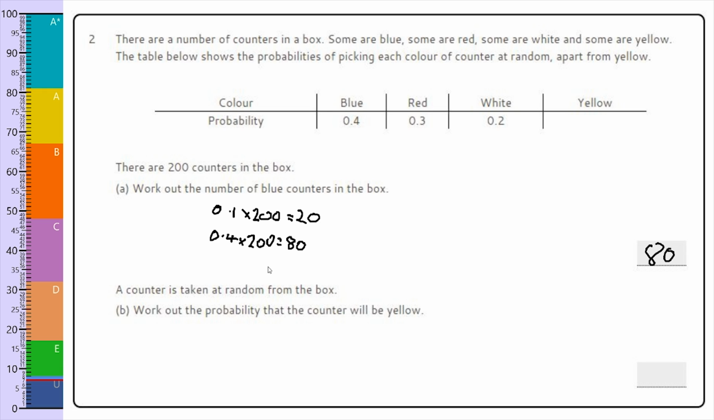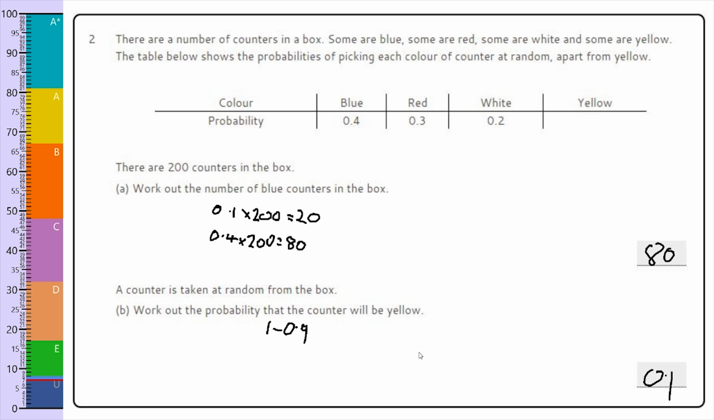Okay, so it says there's a missing one, and sometimes there's 2 missing ones, and sometimes there's just 1 missing one. So this time there's just 1. So I need to add these up. So 4, 7, 8, 9. So that's 0.9. So it's 1 minus 0.9, which we know is going to be 0.1.